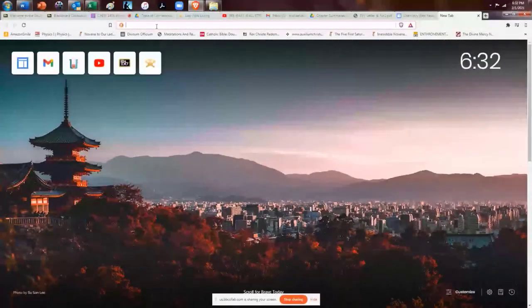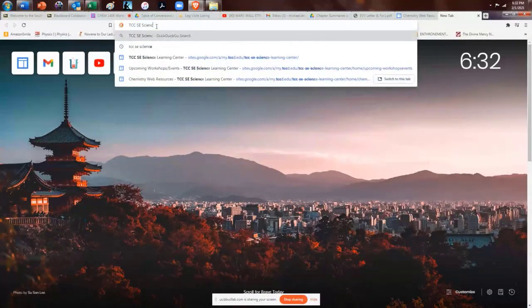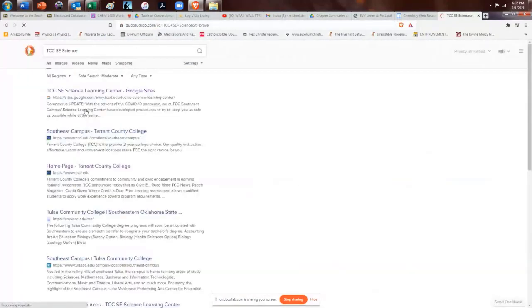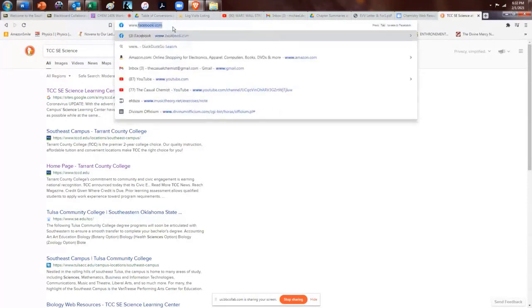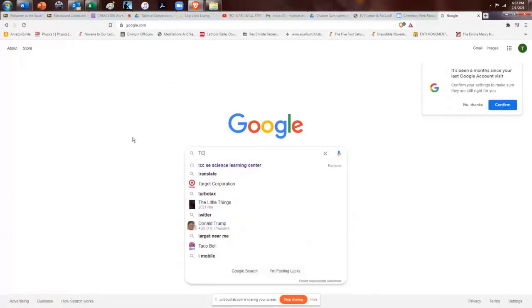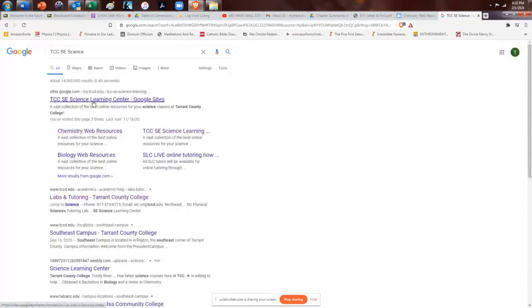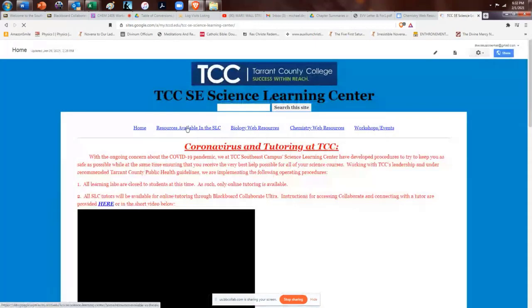If you just open up a browser, like I'm using DuckDuckGo right now, and search TCC space SE space science and hit enter, it'll come up as the top search result, the TCC SE Science Learning Center Google site. Or alternatively, if you go to www.google.com and type in capital TCC space SE space science, enter, it'll come up with our website as the top site. And then you can just click there.